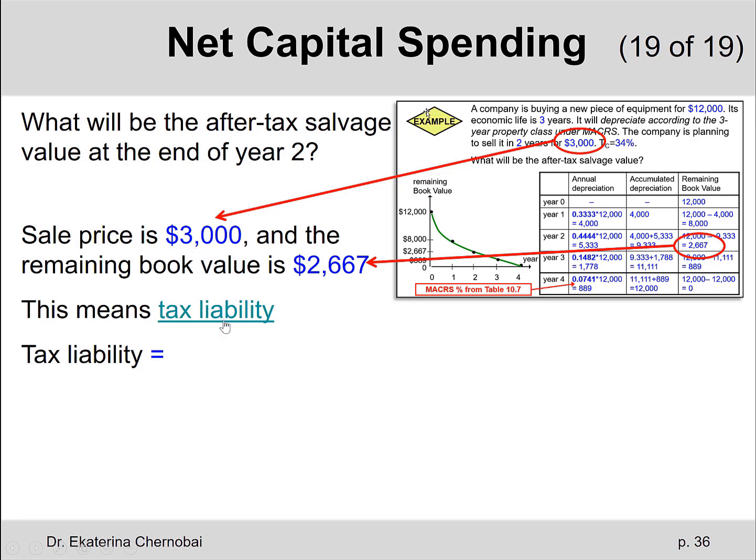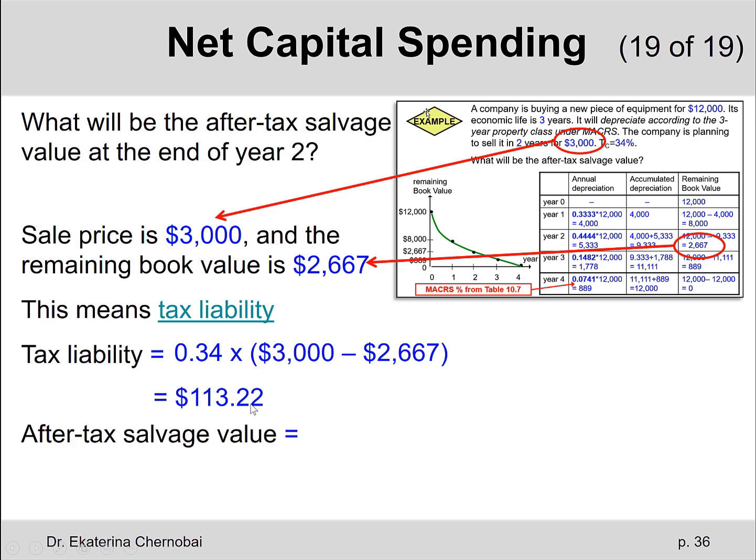So how much liability are we going to be facing? We're going to be paying a tax on this difference between the selling price and the actual book value. We take the difference, $3,000 minus $2,667, and multiply that difference by the tax rate of 34%. This gives us the tax liability of $113.22.